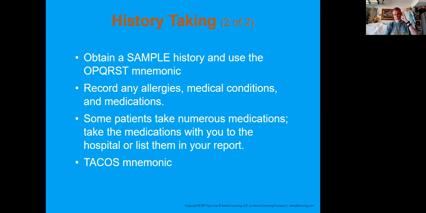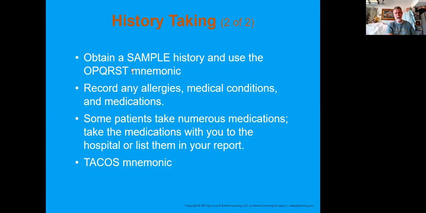Obviously, if I'm dealing with a 60-year-old guy, that's really not a concern. But is there a chance that your patient could be pregnant? This is where we can have, I'm going to patent this term, mnemonic overload, because now we got to go to OPQRST.